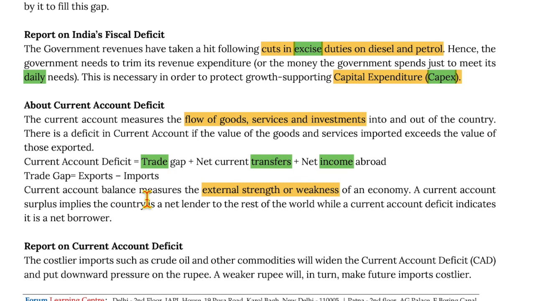Now, the current account balance measures the external strength or weakness of an economy. A current account surplus implies the country is a net lender to the rest of the world, while a current account deficit indicates it is a net borrower.